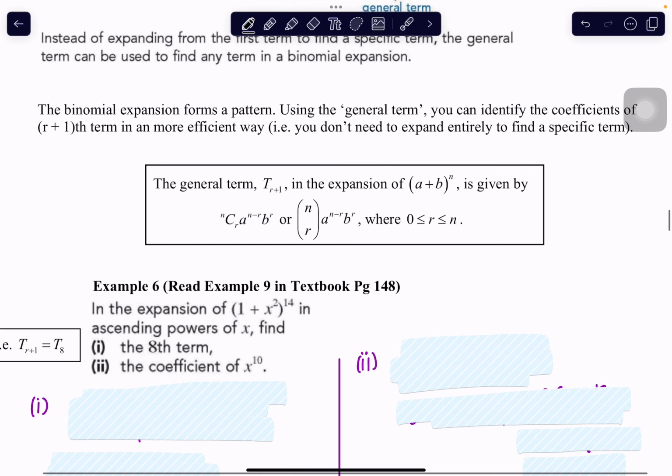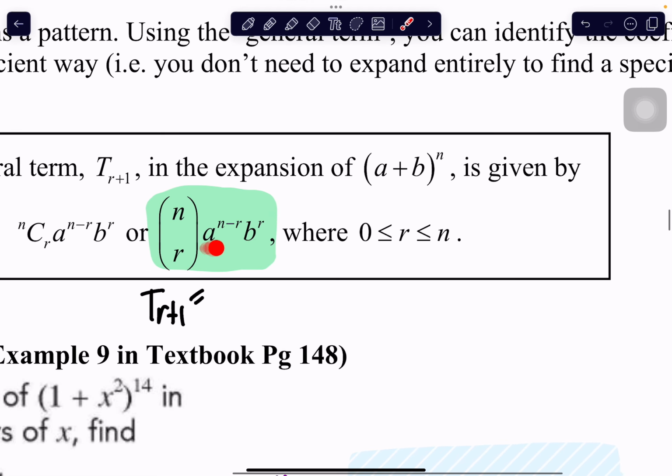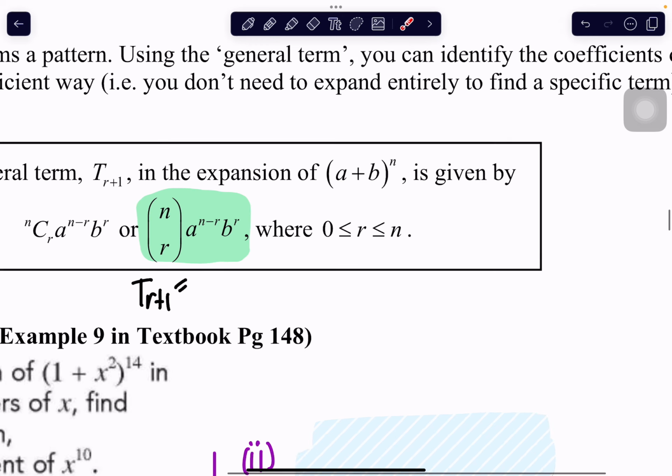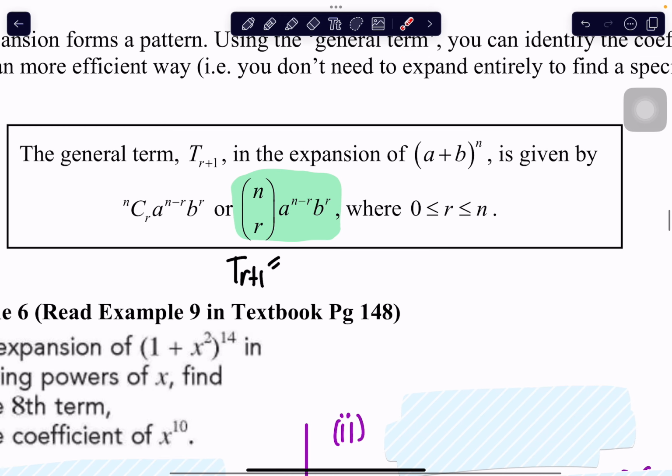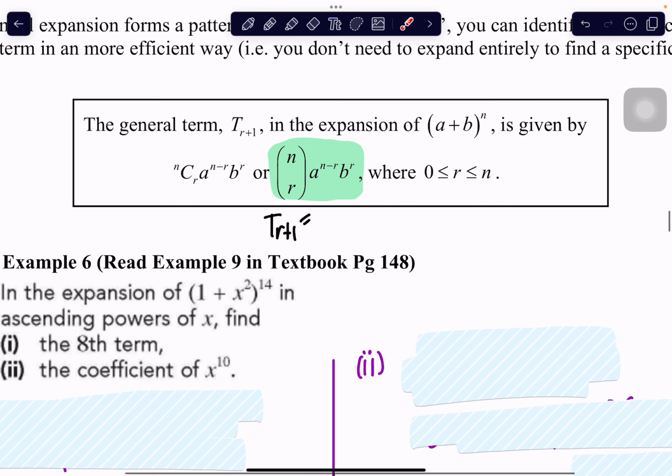So what is the general term? The general term comes with a formula. The formula goes like this: T_(r+1) equals this expression over here. All we need to do is to substitute the relevant n and r values into our formula, and we would be able to obtain what we want. What are a and b? a and b are basically the first term and the second term respectively. Allow me to show you an example on how we use this general term in our questions.